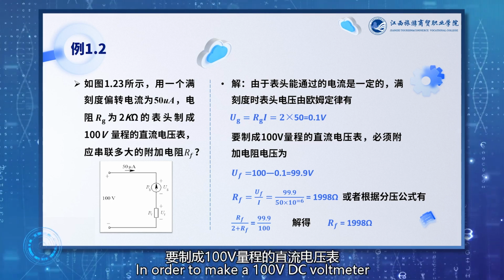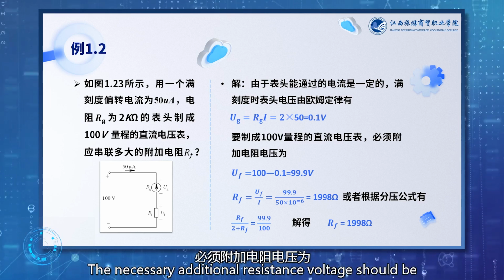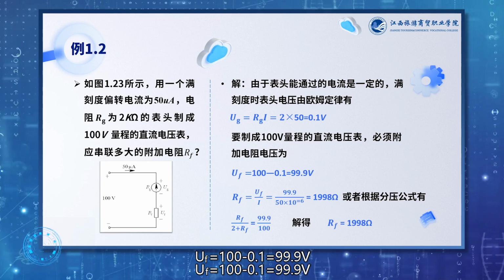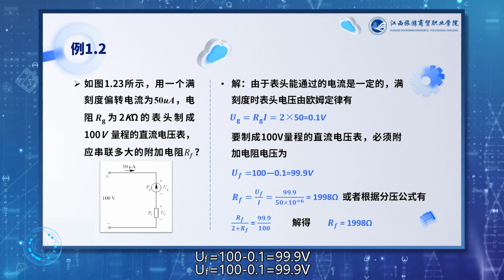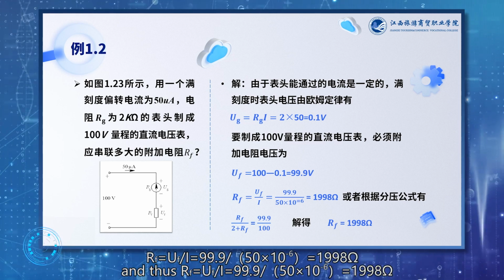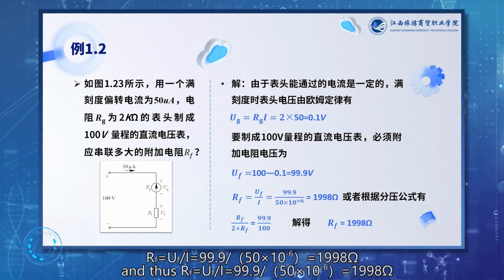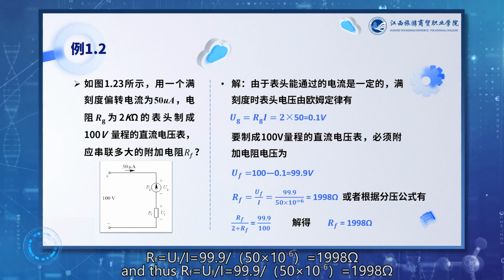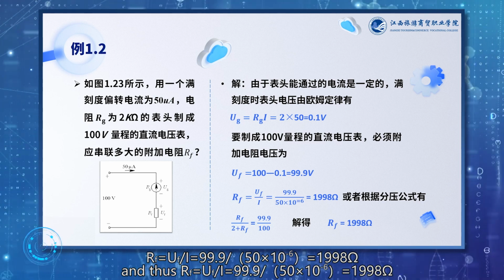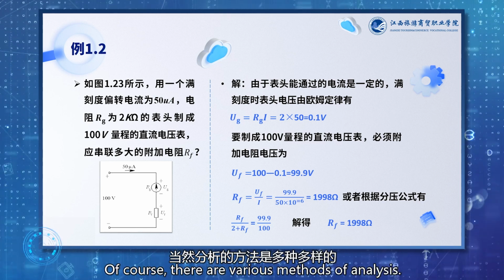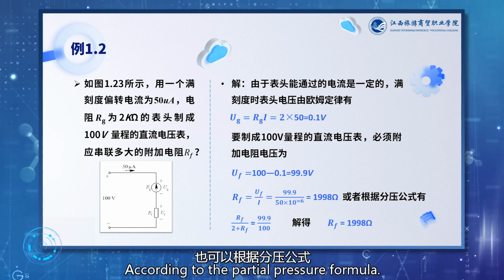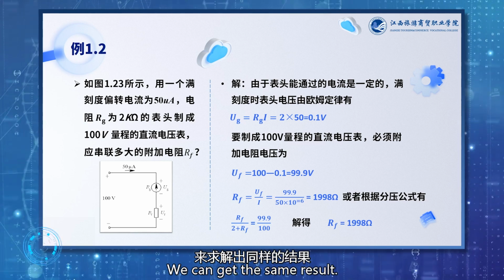In order to make a 100 V DC voltmeter, the necessary additional resistance voltage should be Uf equals 100 minus 0.1 equals 99.9 V, and thus Rf equals Uf over I equals 99.9 over 50 microamps equals 1998 ohms. Of course, there are various methods of analysis. According to the voltage divider formula, we can get the same result.